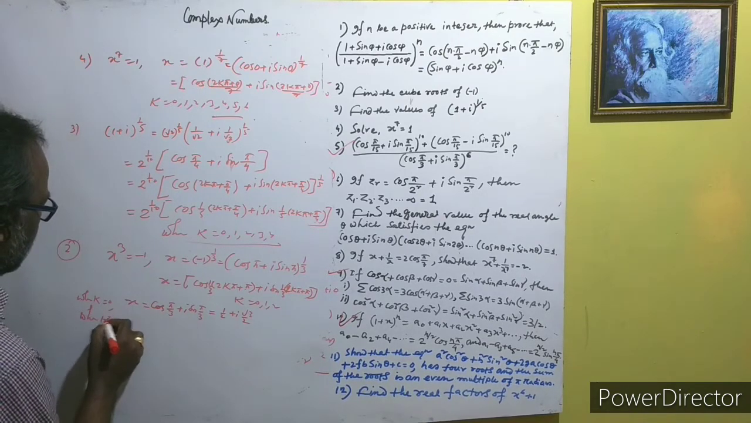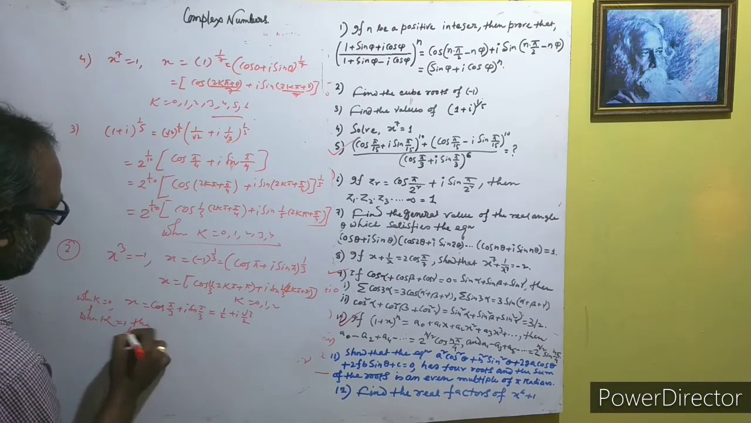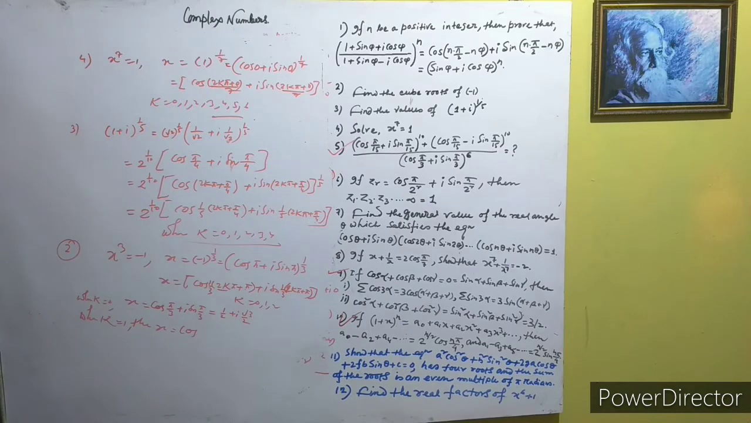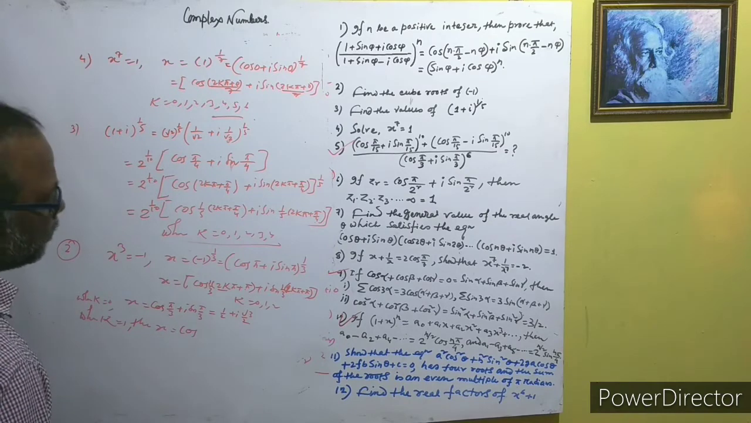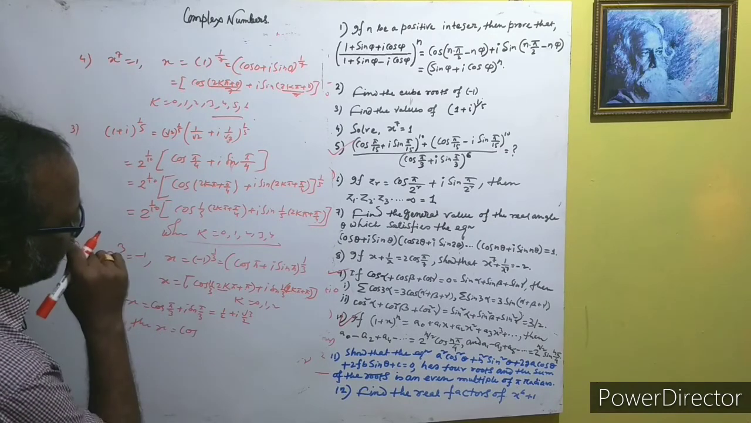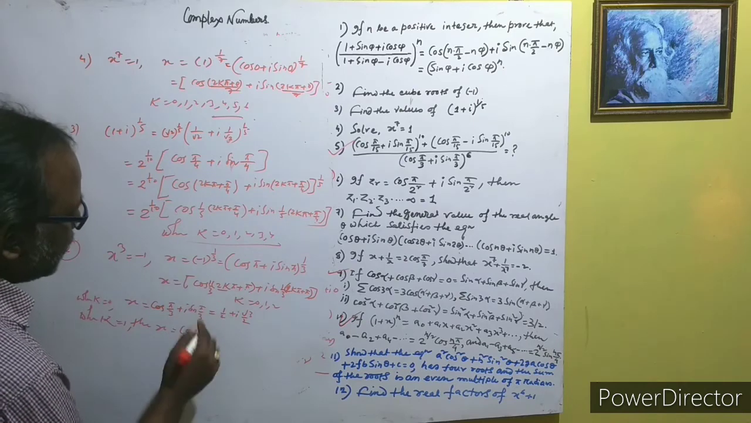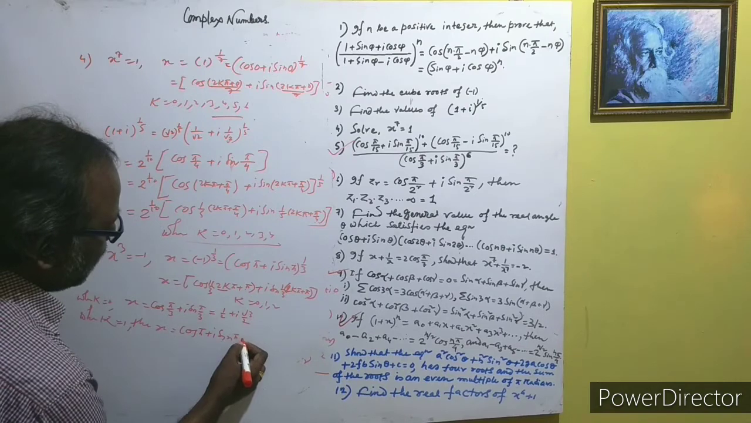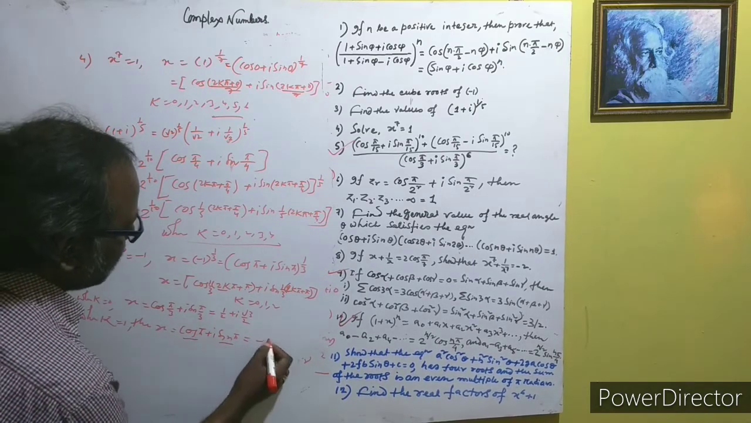When k is equal to 1, then x is equal to cos 3 pi by 3, which is pi, plus i sin pi. So sin pi is 0, cos pi is minus 1.